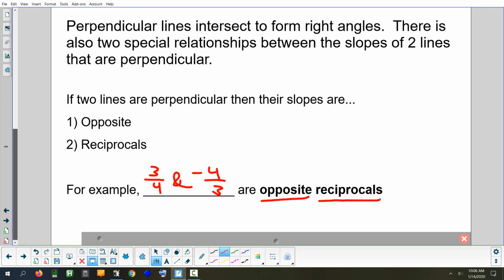Okay, so make sure you read the directions on the test and see, does it say parallel or does it say perpendicular? It changes how you do it.